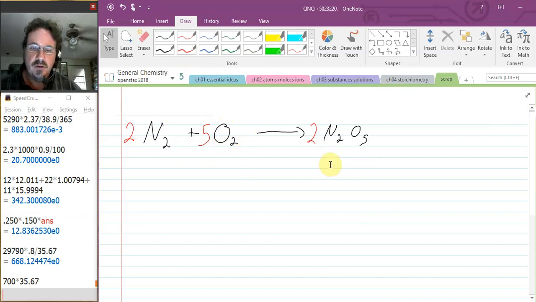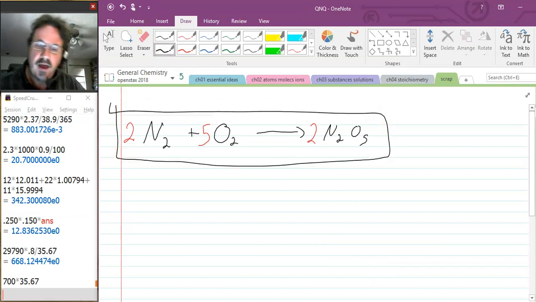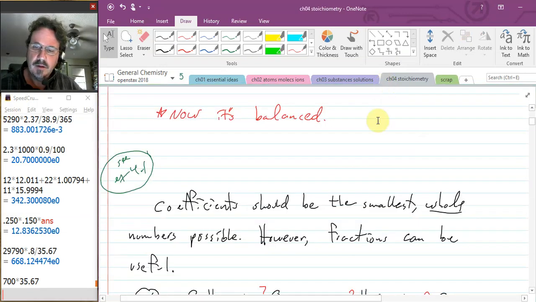That works. Let's go back and check the nitrogens though, because I was messing with things, right? 4 nitrogens, 4 nitrogens. Oh, it works perfectly. So there is my balanced equation for that. 2 N2s plus 5 O2s to give you 2 dinitrogen pentoxides. So often if you get that even odd thing, just multiply through by 2 and that'll clarify it pretty quickly. Alright, back to the notes.